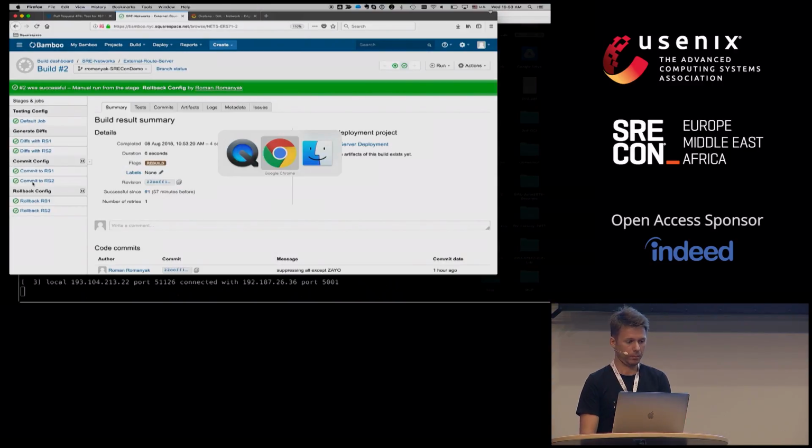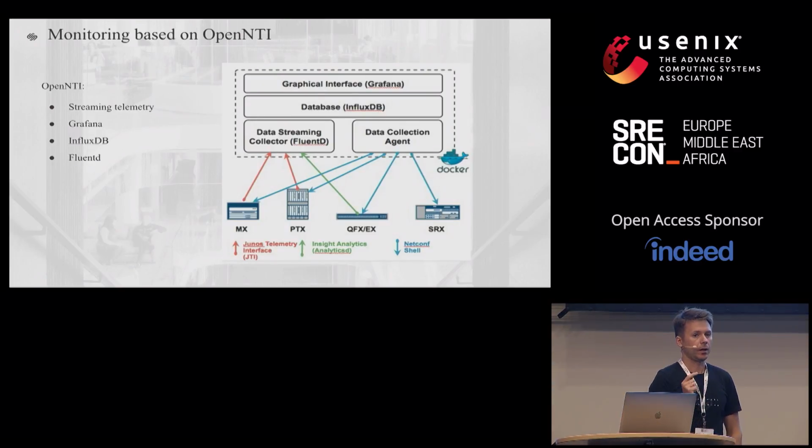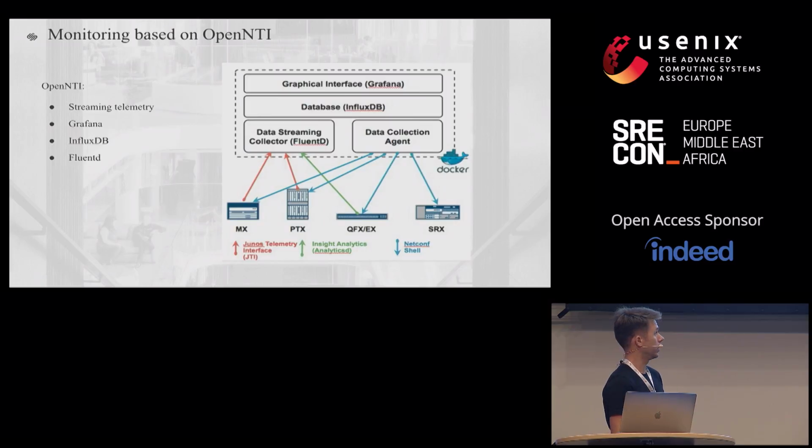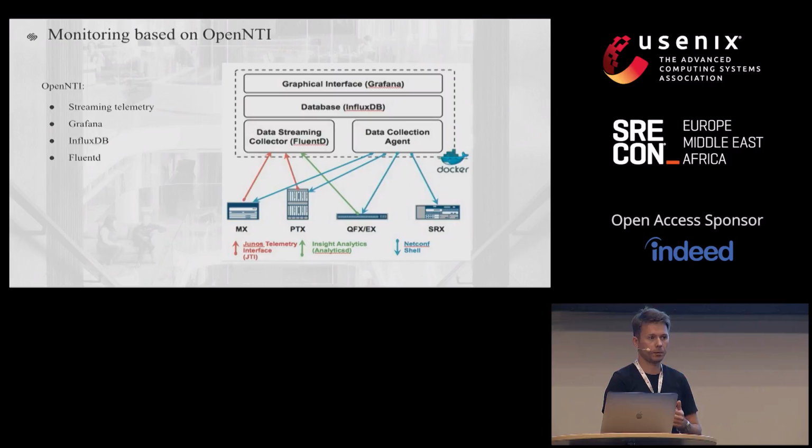Okay, back to slides. I showed monitoring in the video. We use OpenNTI. It's a set of tools that include Grafana, InfluxDB, FluentD. We do run telemetry on all networking devices, and we send it to FluentD, which sends it to InfluxDB, and we basically get 2 seconds resolution on the graphs.